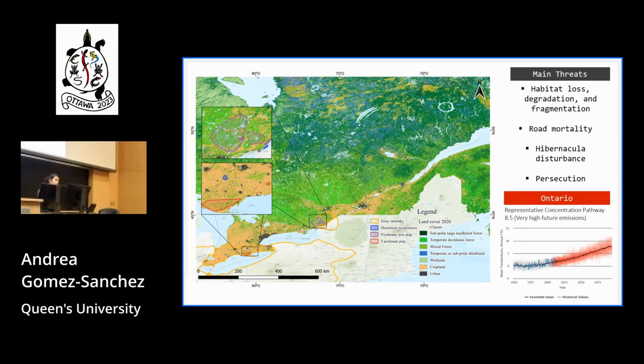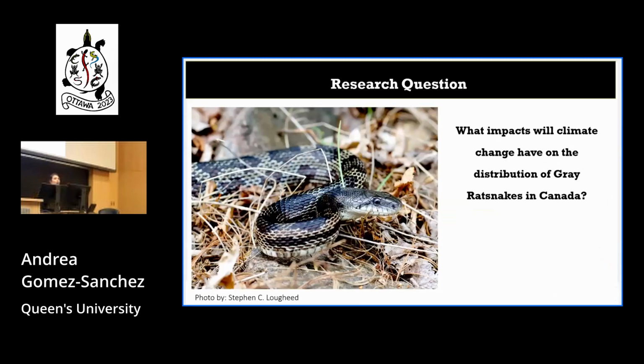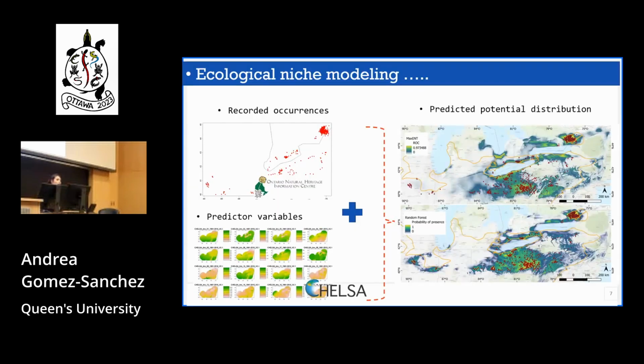And let's not forget that the species is at the northern limit of its range, and we have already mentioned that climate will in the future be a very important factor influencing these populations and species in Canada. So we are asking the question, what impact will climate change have on the distribution of gray rat snakes in Canada? We're using ecological niche modeling, which is a very good tool for assessing extinction risk and, of course, predicting changes in distribution of suitable habitat.